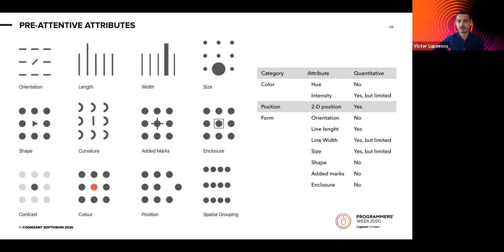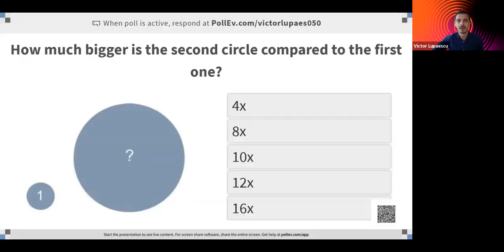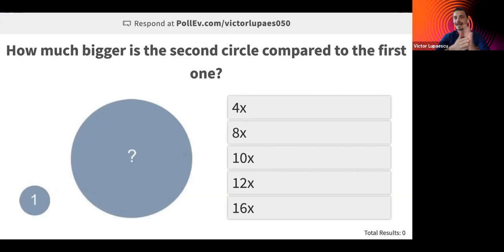Each element there stands out in one way or another. And I've told you that size is a quantitative pre-attentive attribute, but it's limited. And I have a question for you. How much bigger is the second circle compared to the first one? So if this is 1, how many times bigger is this bigger circle?